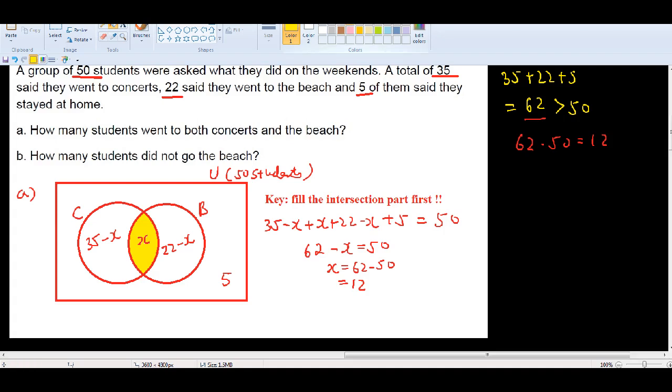Good. And how many students did not go to the beach? Let's use some set notation. Not going to beach is B complement. Not going to beach, there are 35 take away 12 plus 5. So outside the circle B, how many of them are there? 28.